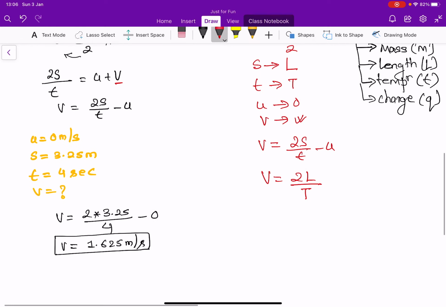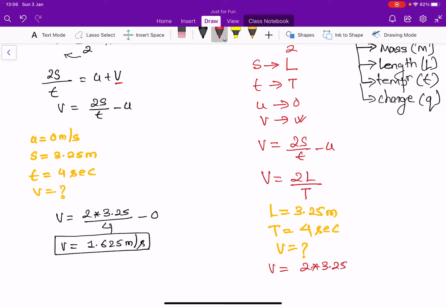Now let's substitute the values. Same as here, L, which is distance, is 3.25 meter, and time is given to us as 4 seconds. We're gonna find what v is. So v equals 2 times 3.25 divided by 4, and we got 1.625 meter per second, and that's our answer using dimension analysis.